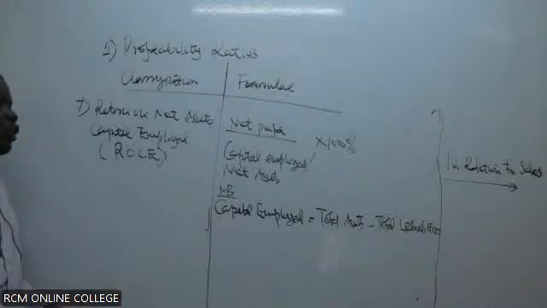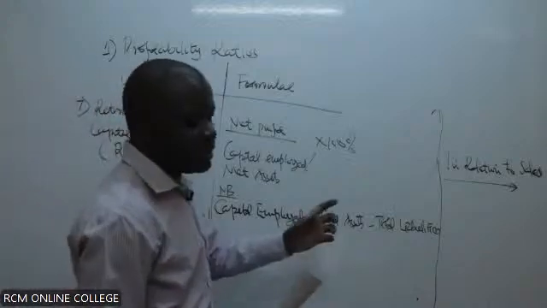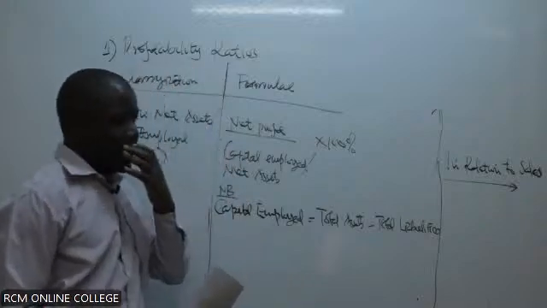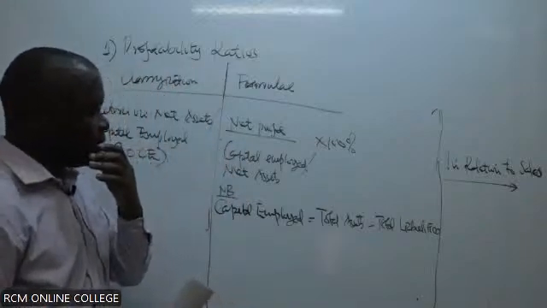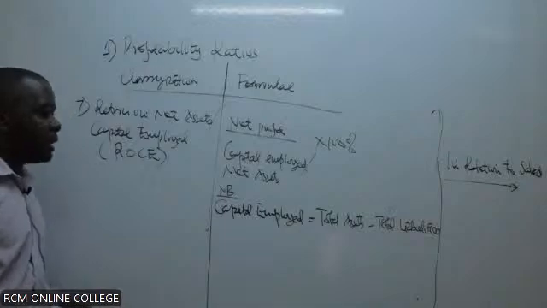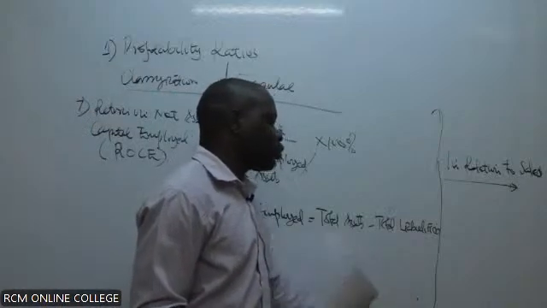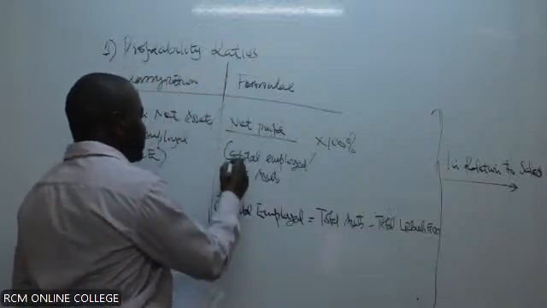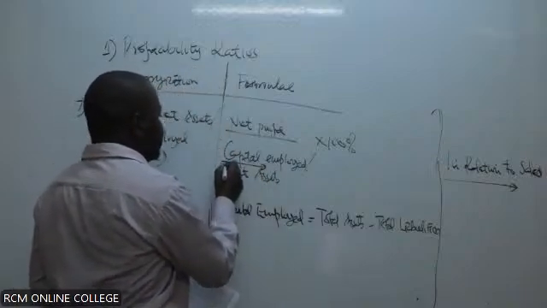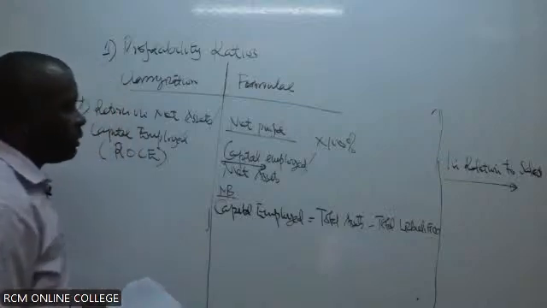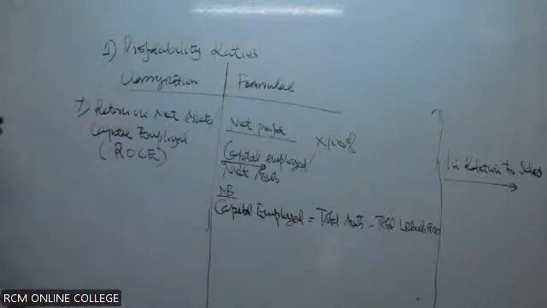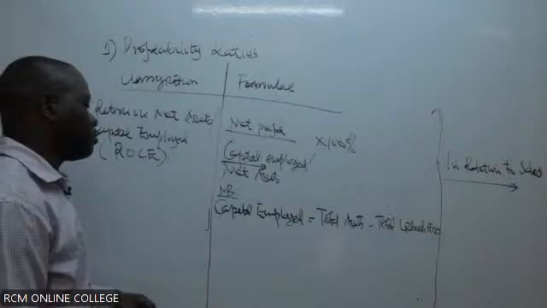Ideally, you'll be getting the capital components in the balance sheet. So you take the total assets you have, minus the total liabilities, and you get the capital that has actually been employed in the business. So that is how you get the net assets.